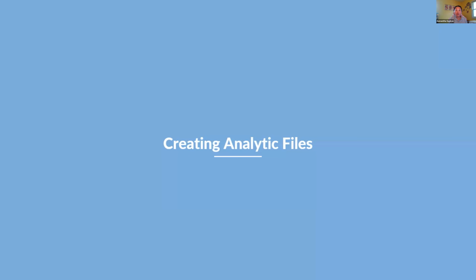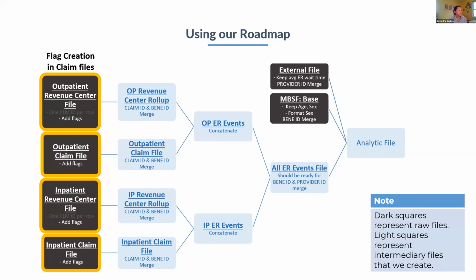So actually creating analytic files, again, this is sort of the coding and preparation for it. The roadmap is now flipped because now we're starting with the raw data file. So that's why it looks a little different. It's flipped. So let's go ahead and start with flag creation in the claims files.